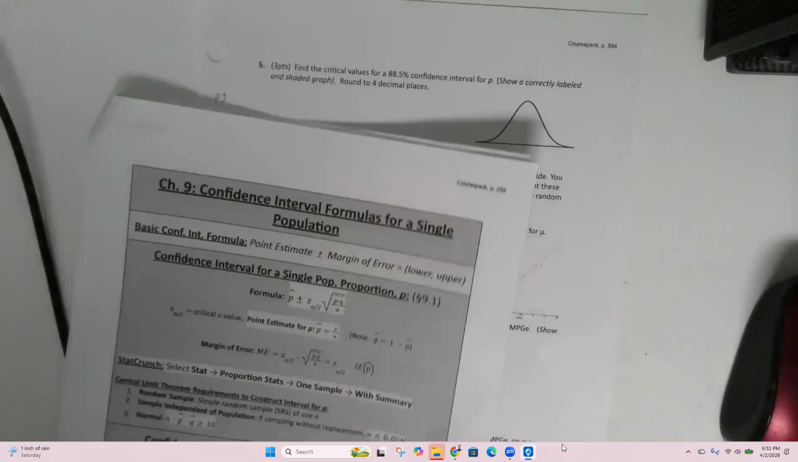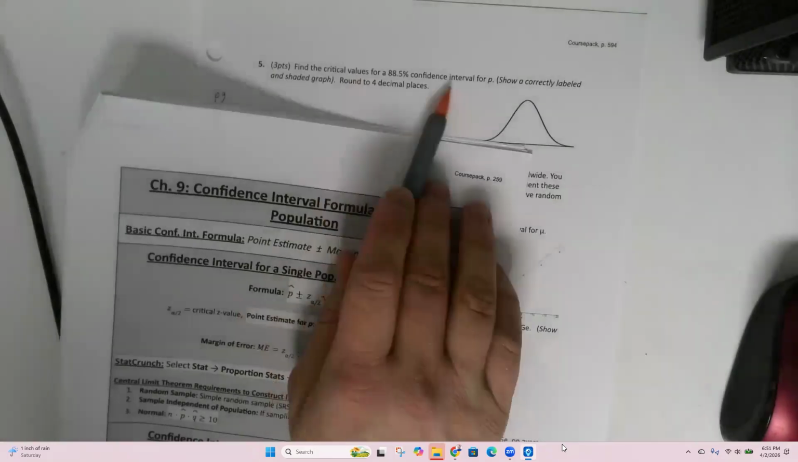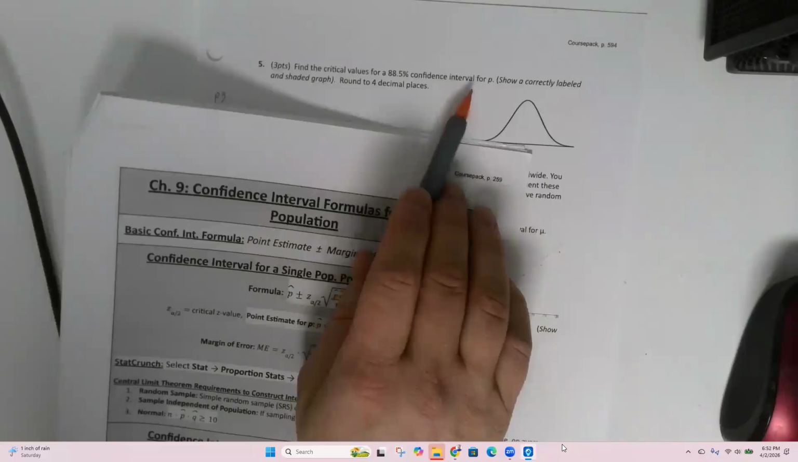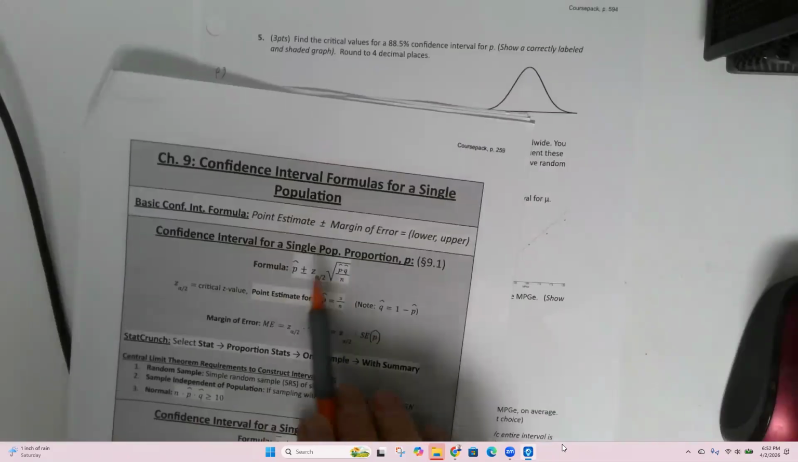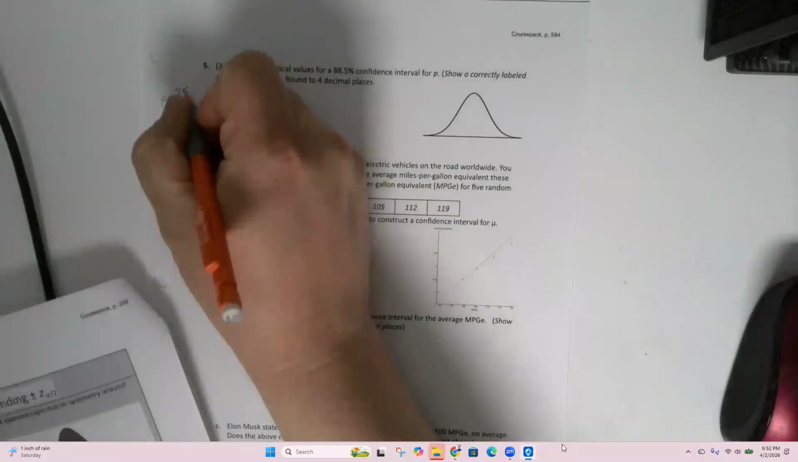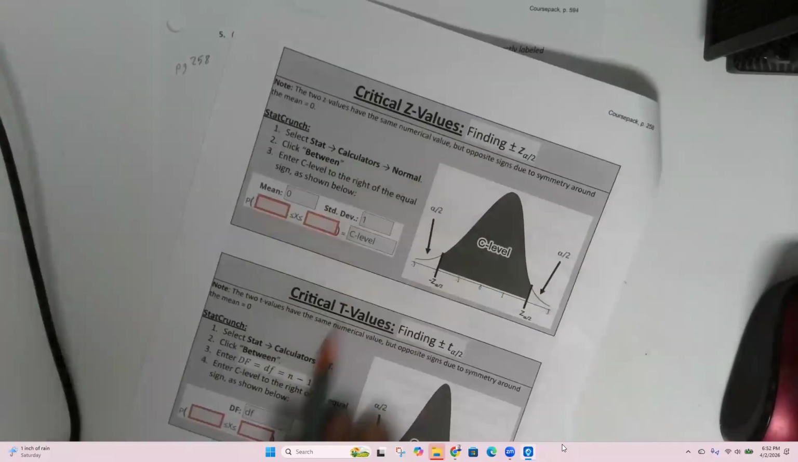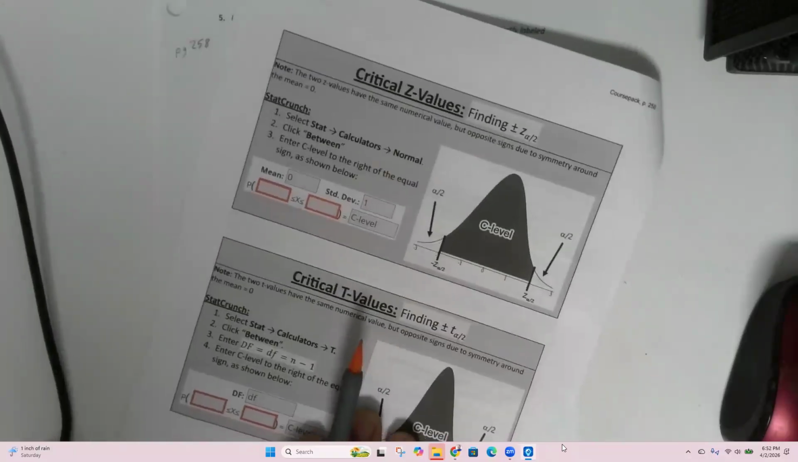So page 259 is how to calculate the confidence interval. But we're not calculating a confidence interval here. We're calculating the critical values. We could build the confidence interval, but we need P hat and Q hat and N and the critical value. All they're asking here is for us to calculate the critical value. So yeah, page 258. You guys got it. Page 258 is how you find critical values, critical Z values, critical T values, right? We talked about this stuff in chapter 7.